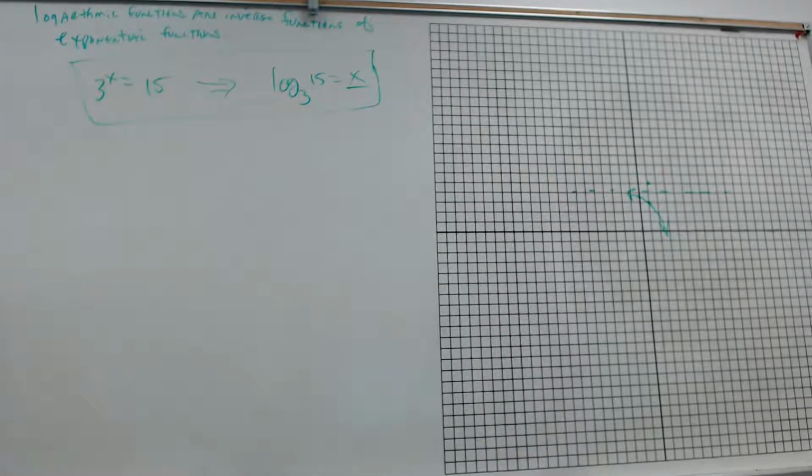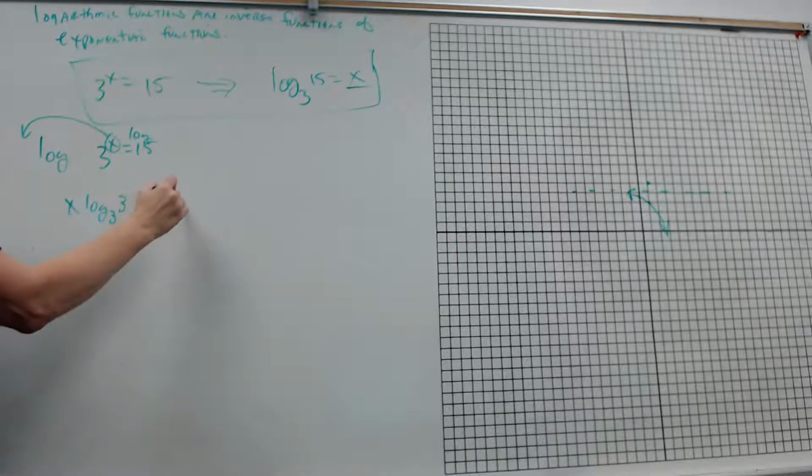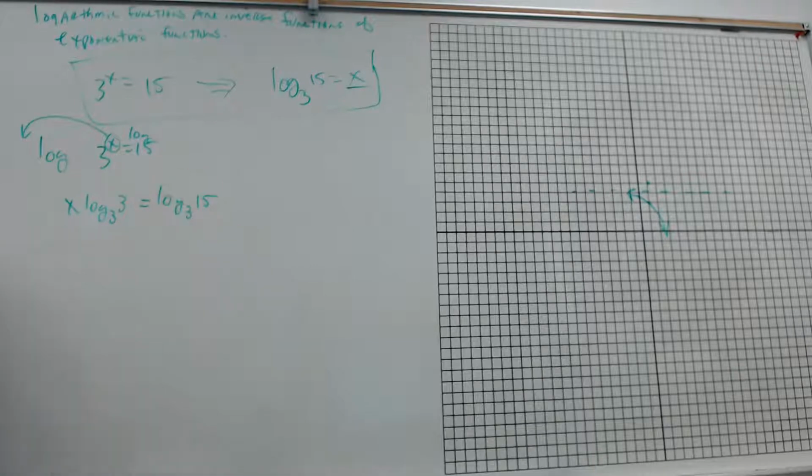Now, the way I think about it is, let's say that I've got 3 to the x equals 15. Here's what I would say. You can take the log of both sides. And there's a rule that says when you do that, you can bring the x out front. And so x log base 3 of 3 equals log base 3 of 15. So that's how you would think about it.